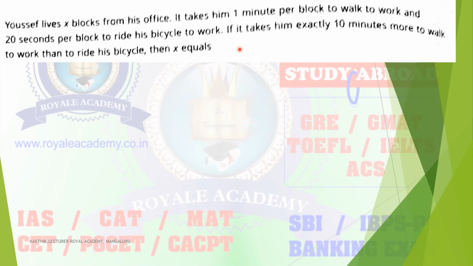So X is nothing but the number of blocks he lives from the office, and he wants to go from his house to the office.